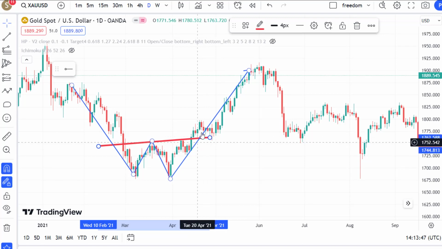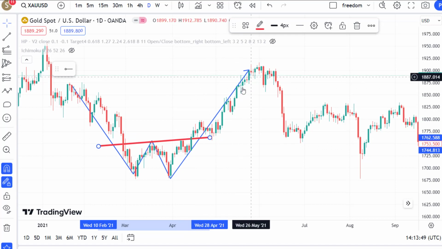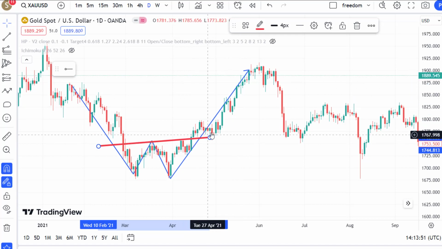It's important to wait for confirmation of the pattern. For a double top pattern, confirmation often comes when the price breaks below the trough between the two peaks. For a double bottom pattern, confirmation occurs when the price breaks above the peak between the two troughs.